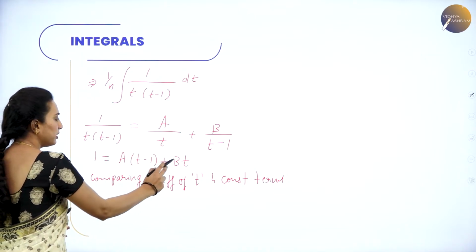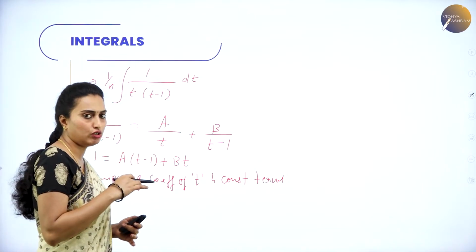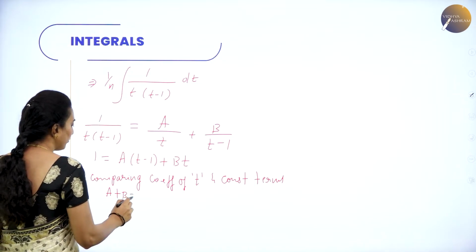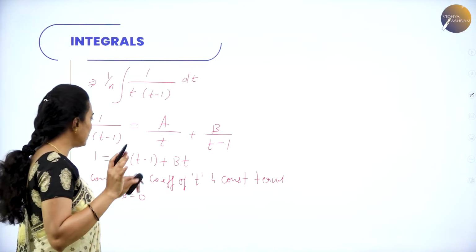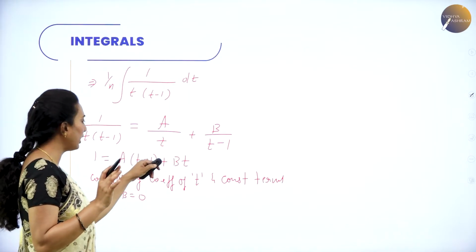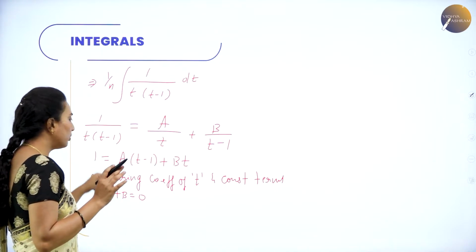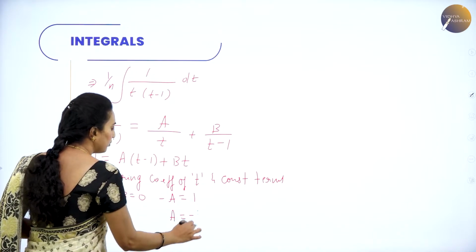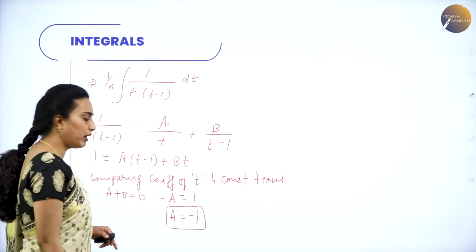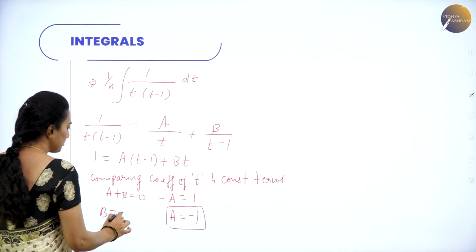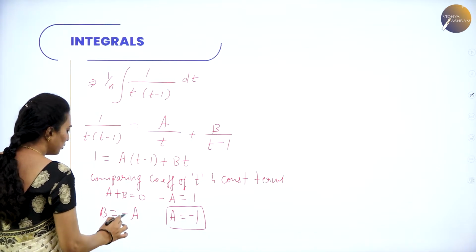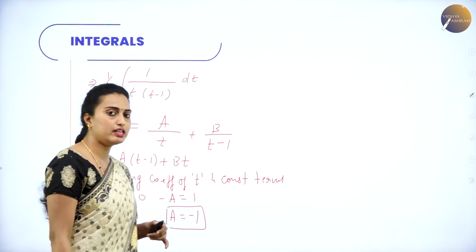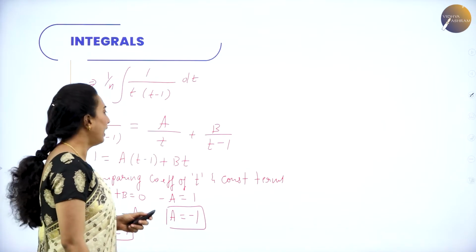So what you are getting? See here, a into t plus b into t. So a plus b is the coefficient of t. Here coefficient of t is 0. So a plus b is equal to 0. Again the constant term, you do not have here b, only a into minus 1, which is minus a. Minus a is equal to 1, or a is equal to minus 1. If a is equal to minus 1, we know that b can be written from this as minus a, so b is equal to minus of minus 1, which will become plus 1. So you got b is equal to 1 and a is equal to minus 1, substituting this and then integrating.